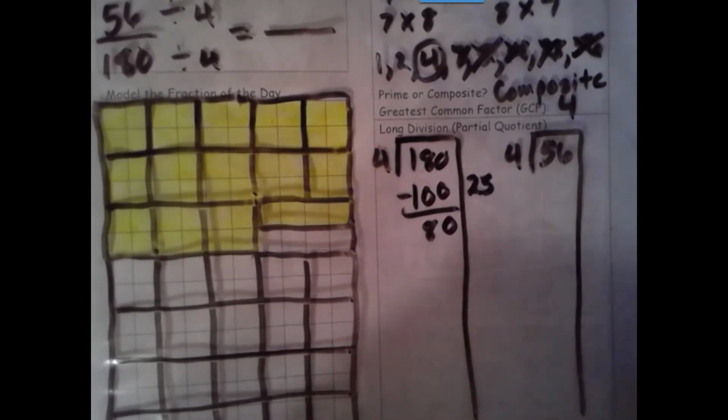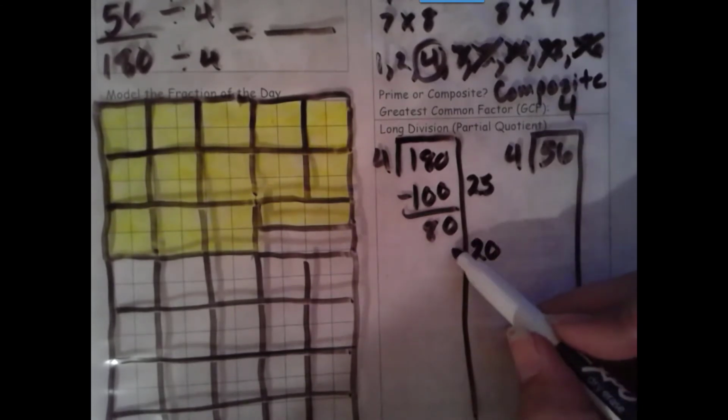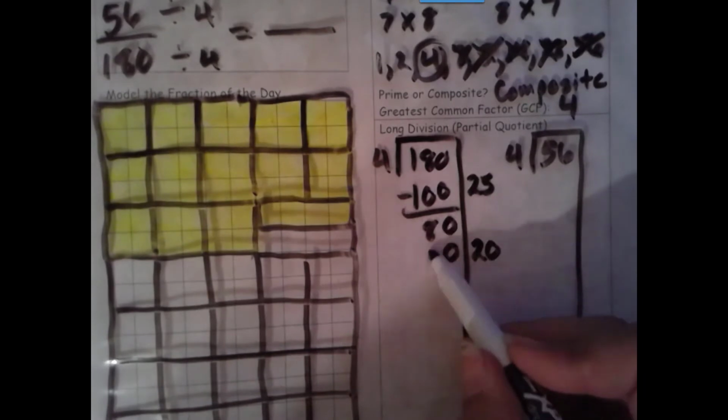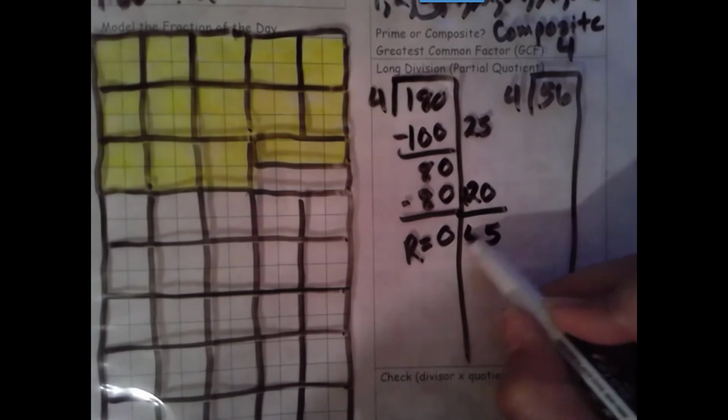Numbers the same, zeros the game, more on top, no need to stop. And then let's see, 20 times 2, the placeholder moves it over a place. 2 times 4 is 8. Numbers the same, zeros the game. Add our partial quotients together. 5 plus 0 is 5, 2 plus 2 is 4.